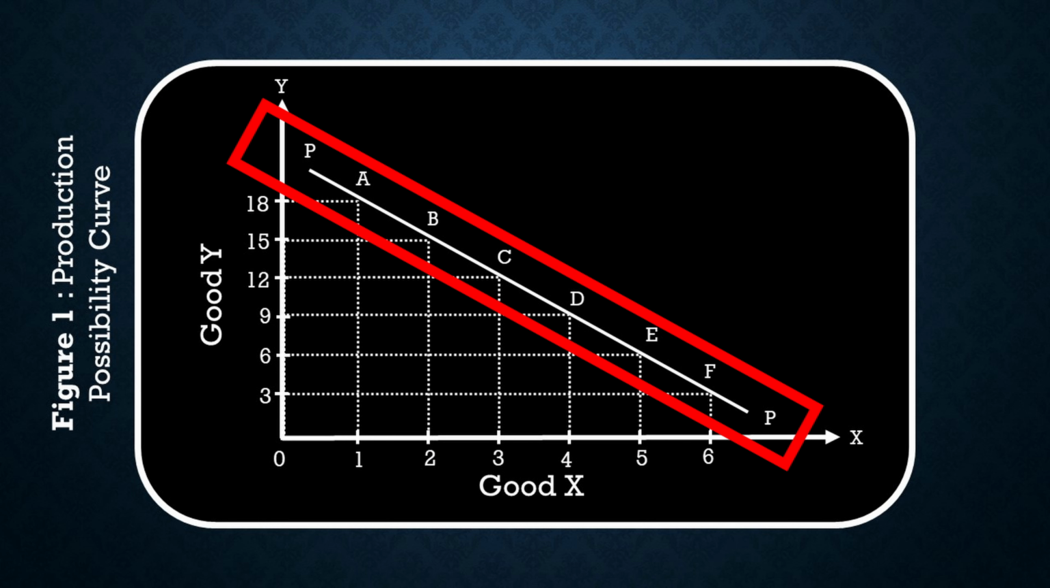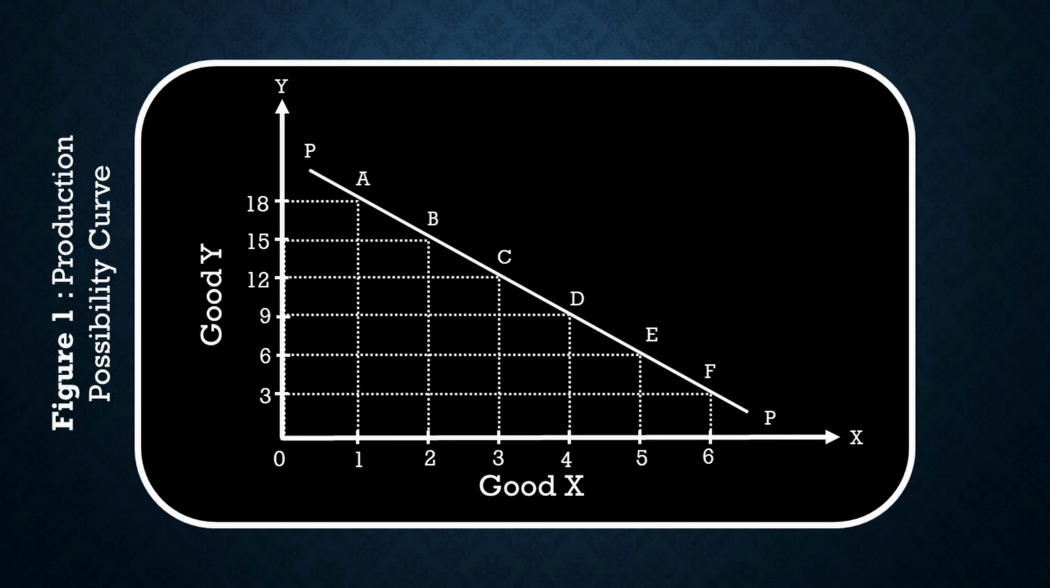PP is a production possibility curve for both the goods. This figure represents six combinations of good X and good Y. Combination A shows that 1 unit of good X and 18 units of good Y can be produced. Combination B shows that 2 units of good X and 15 units of good Y can be produced. Combination C shows that 3 units of good X and 12 units of good Y can be produced.